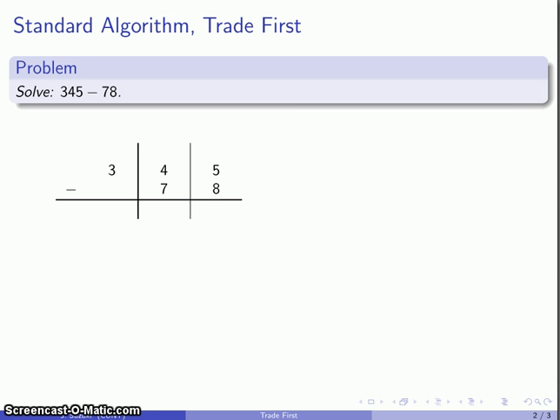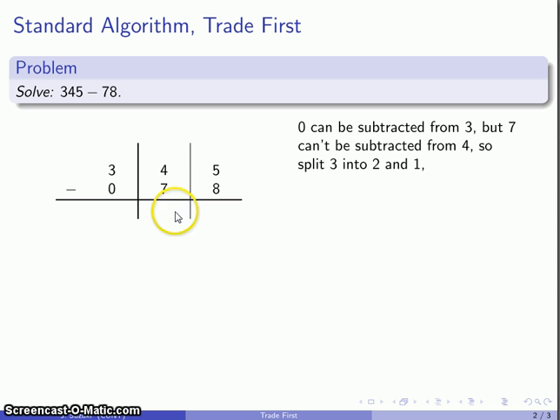So I'll set up my subtraction, and then I'll reason my way through what needs to be done. First thing to note is that we're subtracting 0 hundredths, so let's go ahead and write that just to make that a little bit more clear. And we'll take a look. 0 can be subtracted from 3, so that's not a problem. However, my next subtraction is 7 from 4, and we can't do that.